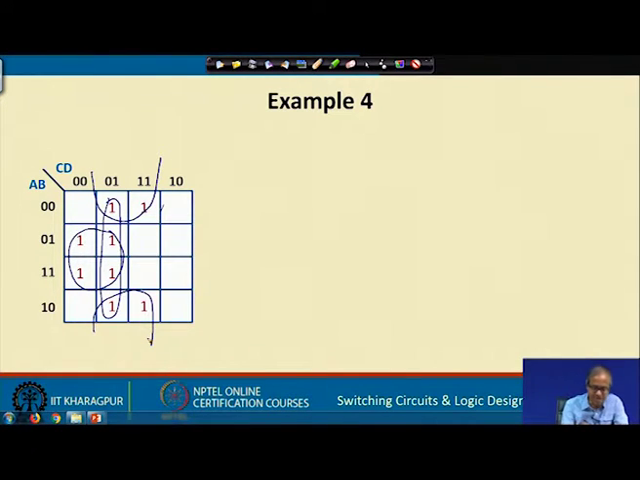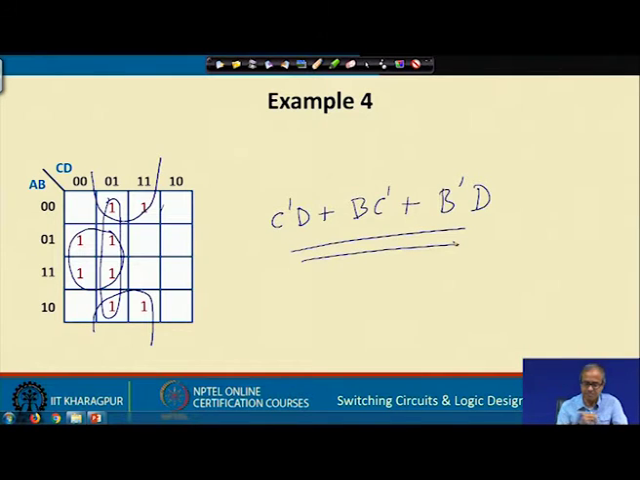So, if you do it this way, this long one, A, B are cancelled, it will be C bar D, plus this cube on the left, it will be B and C bar, and these two 0 0 and 1 0, it will be B bar, and 0 1 1 1, C cancels out D. This will be the minimized form.